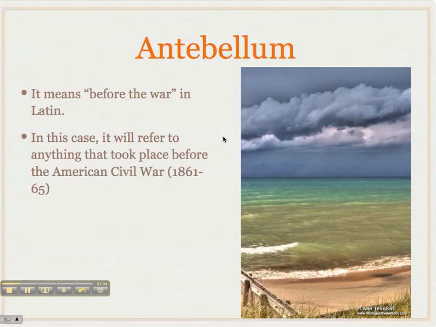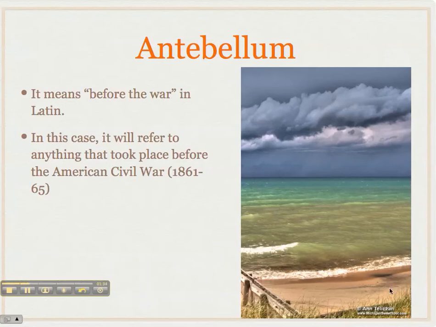All right, the first term that you're going to need to know, and I should have introduced this in class the other day, and I'll use this over and over again, is antebellum. It's a scary sounding Latin word, but all that means is before the war. Ante means before in Latin, and bellum is the same B-E-L from rebellion or rebel. So before the war. When we say antebellum America, antebellum North, antebellum South, antebellum anything, that means before the Civil War.